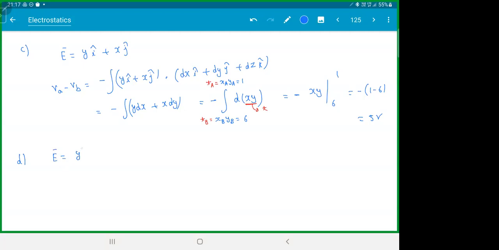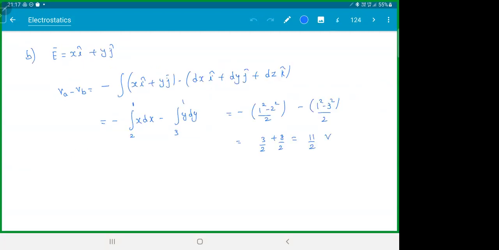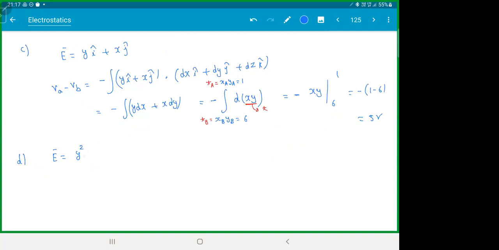So E is y square i cap plus 2xy j cap. So when you do VA minus VB integral, you end up with y square dx plus 2xy dy. This is nothing but integral of d of xy square. Check. Isn't that xy square a differential? Sure. And then you're done basically.